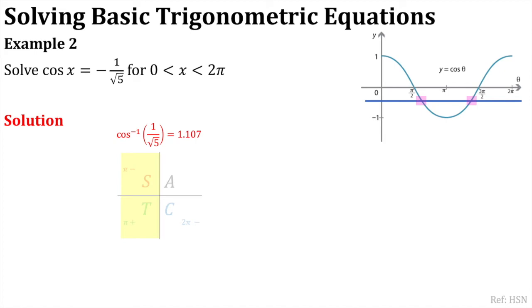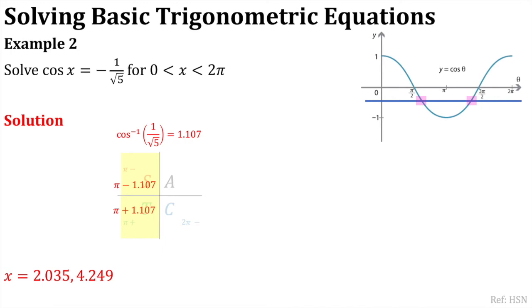Okay, so inverse cos of positive 1 over root 5 is 1.107. Now, for the answer in the second quadrant, we need to have pi minus 1.107, and that is literally just using the pi button in your calculator. And for the third quadrant, it's pi plus 1.107.